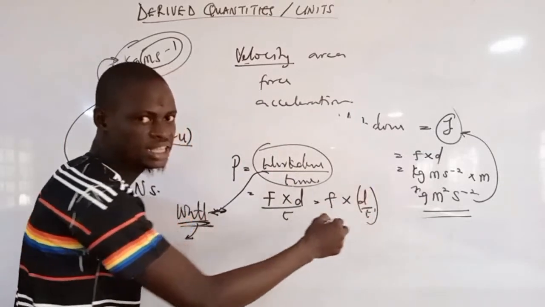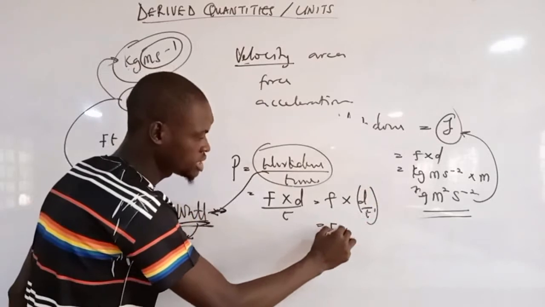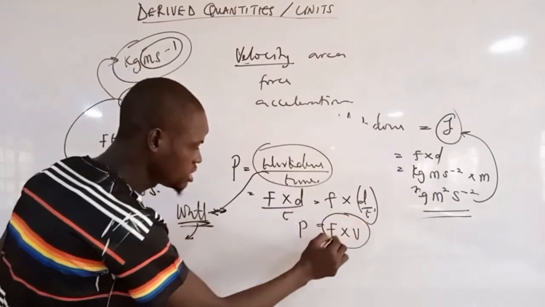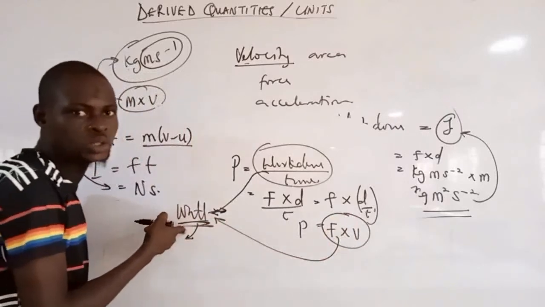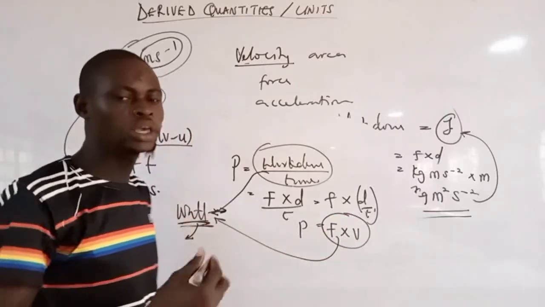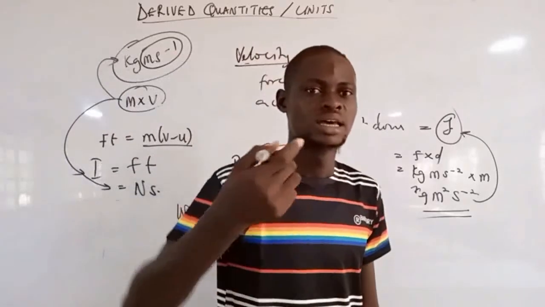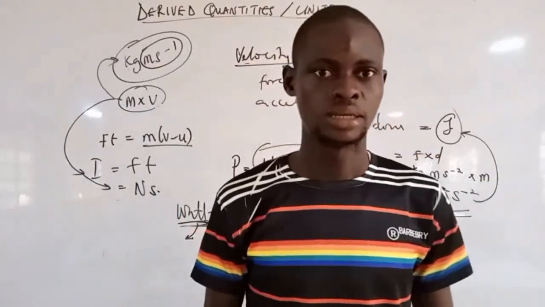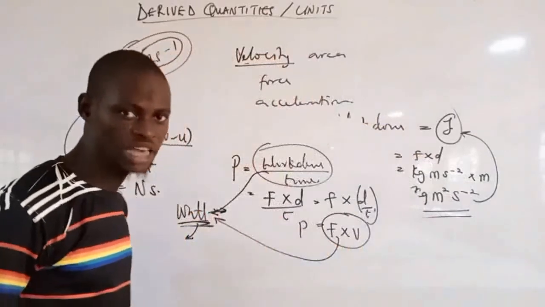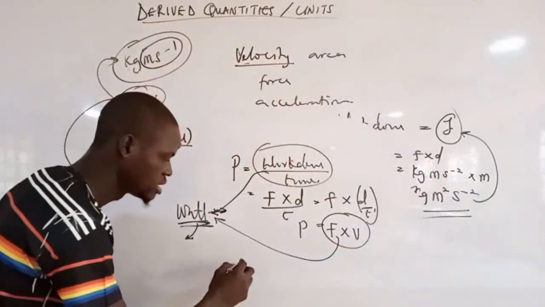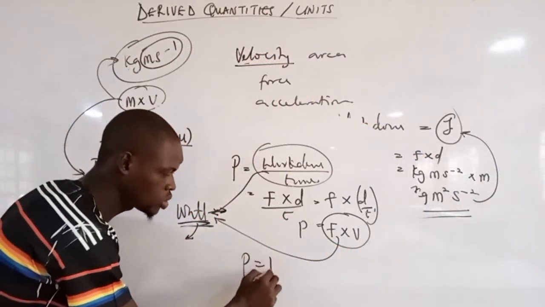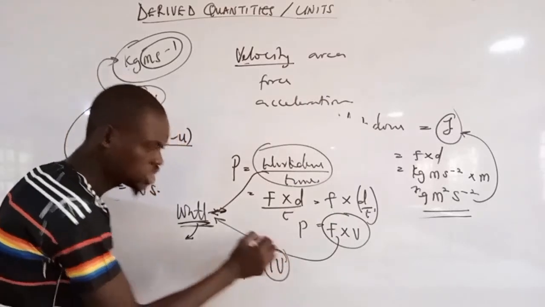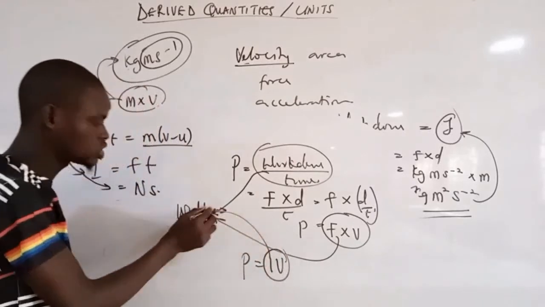From here, I can say force times distance over time. Distance over time is velocity. It simply means force times velocity is also power. So, force times velocity will also have the same unit as watts. Also, we can have power in electrical devices. Do you know that power is also equal to IV? Now, IV is also another formula that will be related to watts.